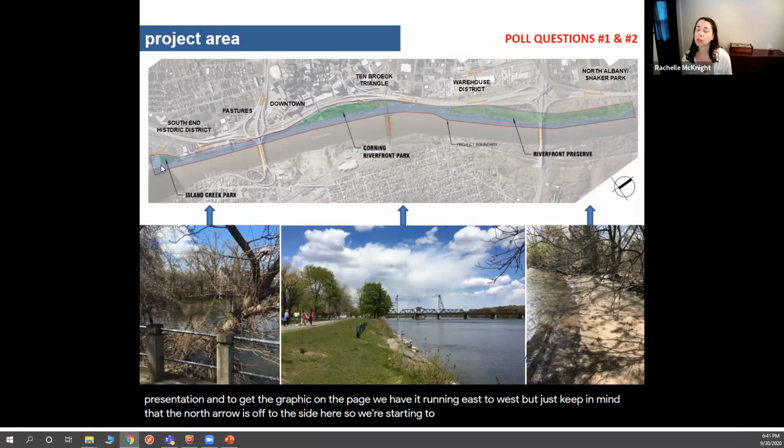So we're starting at Island Creek Park to the south, which is just to the east of the South End Historic District. Moving along the riverfront, we have the Corning Riverfront Park, which is probably the most popular of all of the parks along the riverfront. And then moving again north, we have the Riverfront Preserve over here. The Riverfront Preserve is a beautiful stretch of land with a bike path. I would consider that to be the most natural of all of the project area.